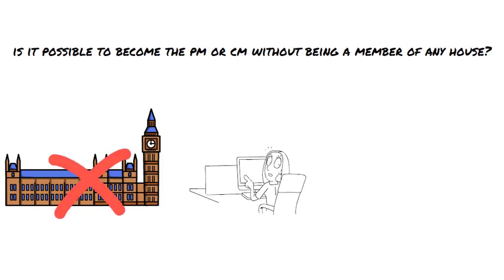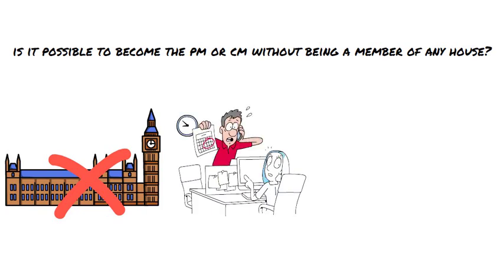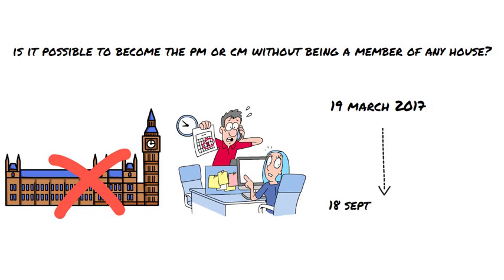However, the condition is that the person must be elected or nominated to a House of the Parliament or the State Assembly within 6 months. A prominent example of this is Chief Minister Yogi Adityanath, who took oath as the Chief Minister of UP on March 19, 2017, but became a member of the Legislative Council only on September 18, 2017.